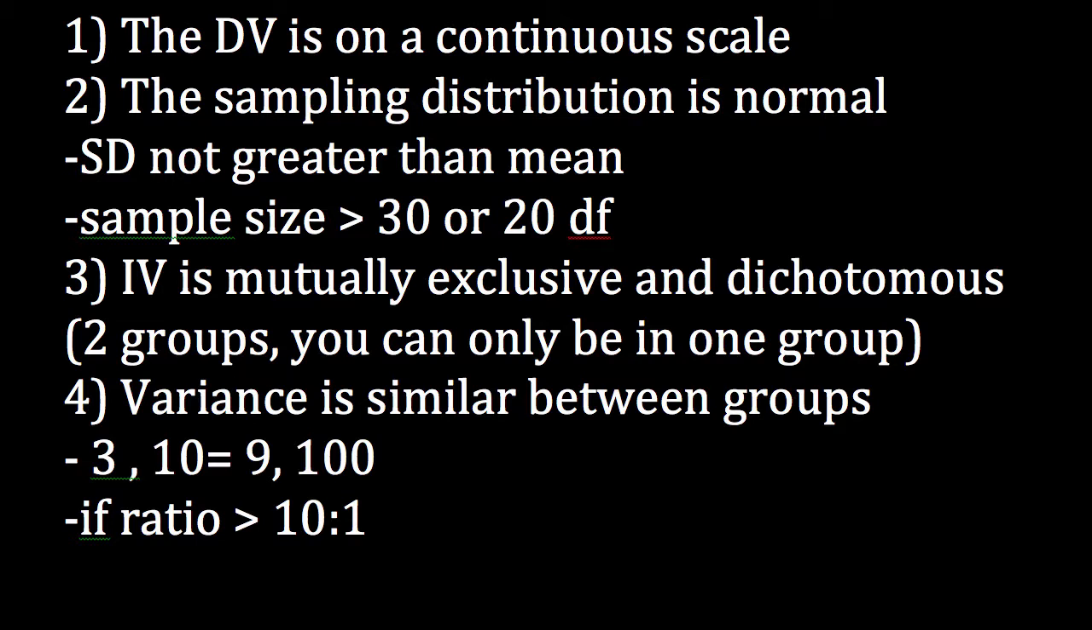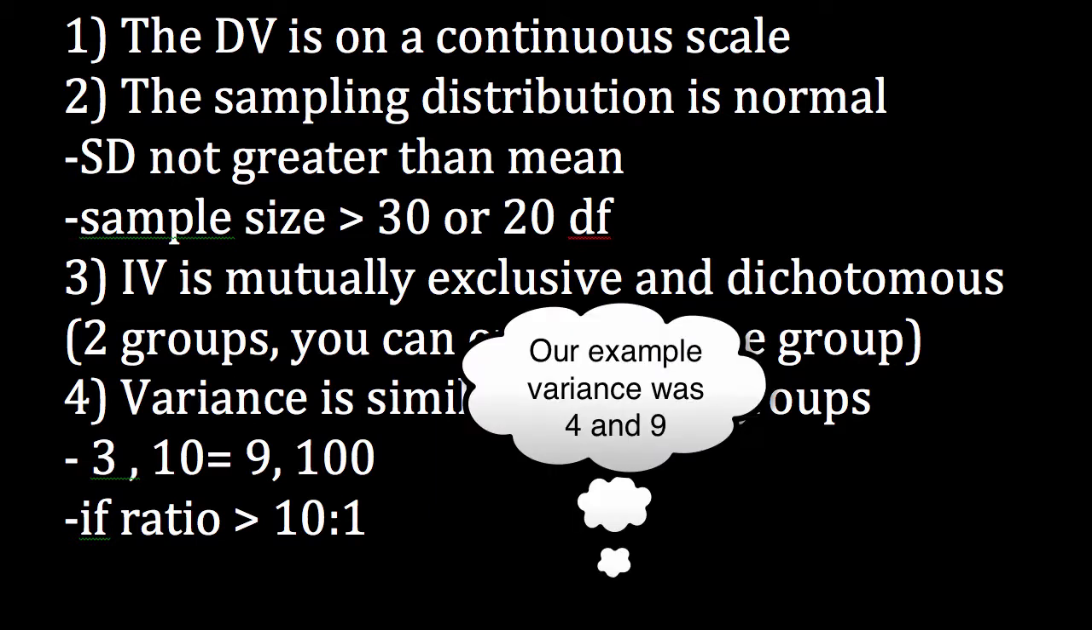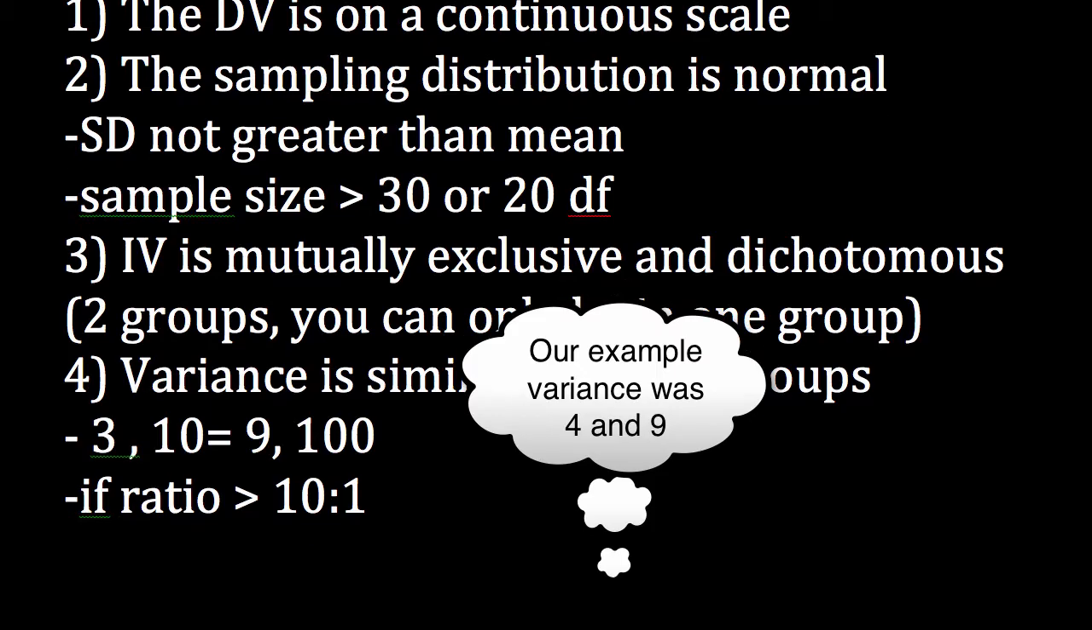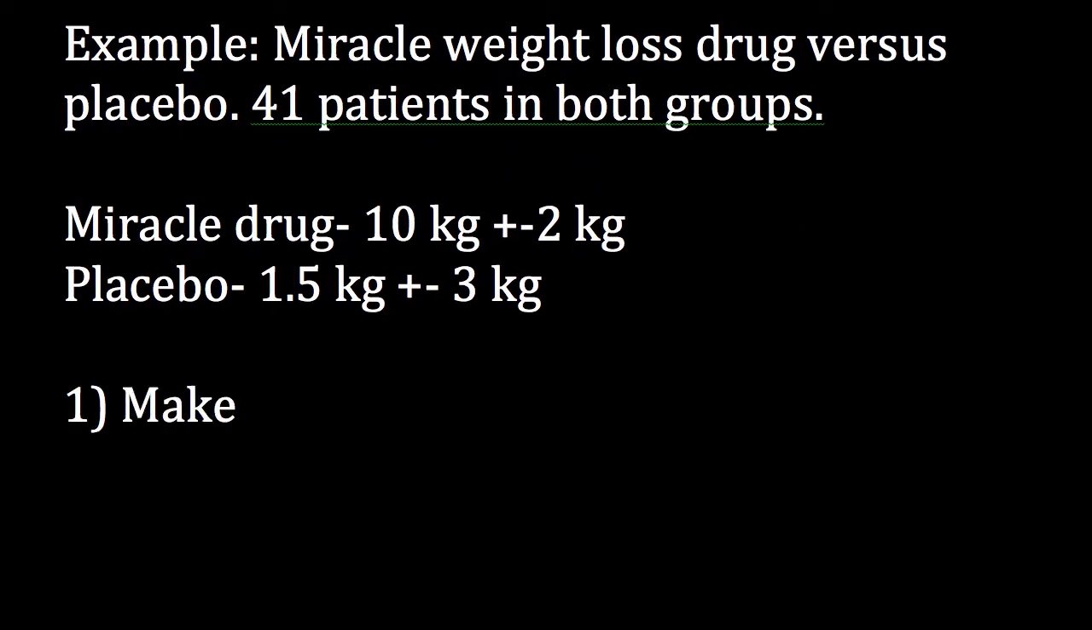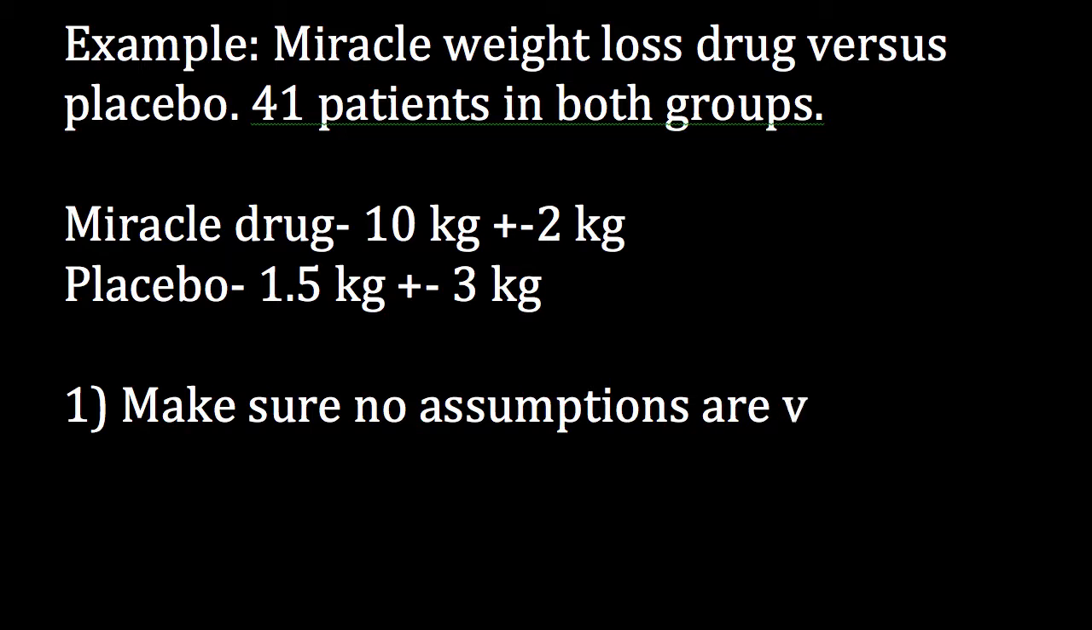If you squared both 2 and 3, it goes out to 4 and 9, and there's not a difference of 10 within the ratio. And then the last assumption, being that observations are independent, is also true. So step 1, doing the test, is make sure no assumptions are violated. Step 2 is to state the null hypothesis and the alternative hypothesis.